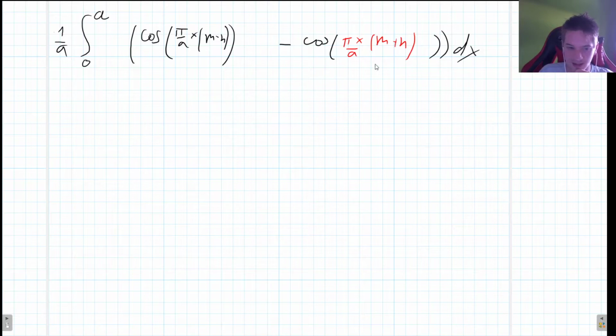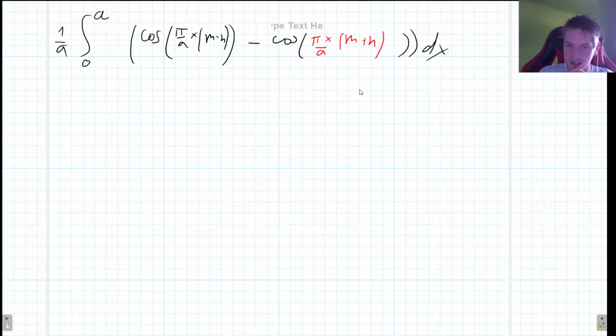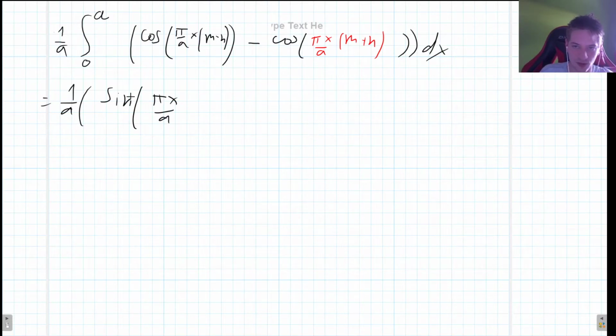Now, as I said, this integral is going to be way easier to solve. This is just a normal integral, so it's a very basic integral. So we're going to get 1 over a times sine of pi x over a, because the integral of cosine is sine, times (m minus n).